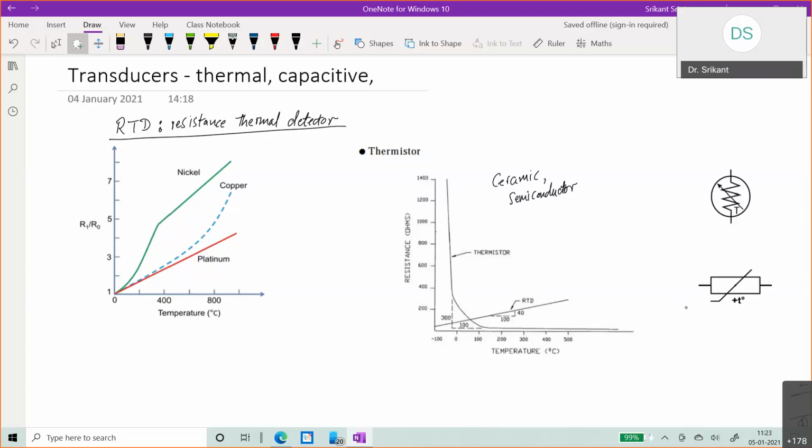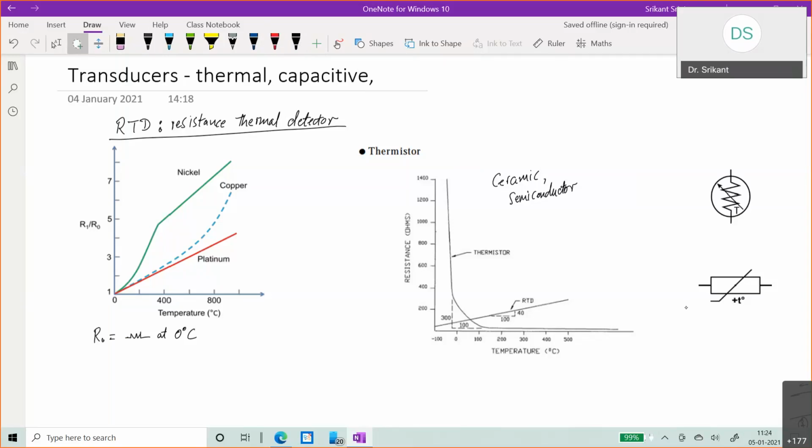Okay. On the right side, you can see R by R naught, right? That means it's a normalized resistance. And you can see that it starts from 1. So R naught is the case where it is equal to 1. That means at 0 Celsius. So the resistance at 0 Celsius is R naught.